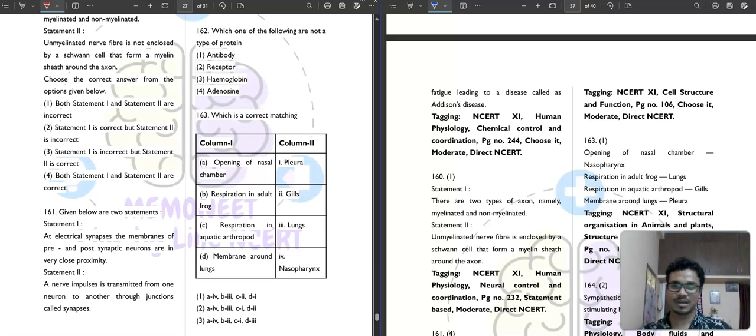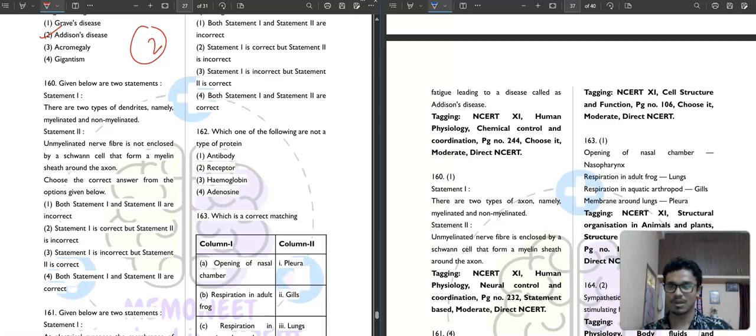So the first statement is saying that there are two types of dendrites, namely myelinated and non-myelinated. So this is not correct. There are two types of axon, which are myelinated and non-myelinated. Dendrites are different. Then statement second: unmyelinated nerve fiber is not enclosed by a Schwann cell that forms a myelin sheath around the axon. Actually, myelinated nerve fiber is enclosed by a Schwann cell that forms a myelin sheath around the axon. So that is not correct. Both are incorrect. So the first option is your correct answer.